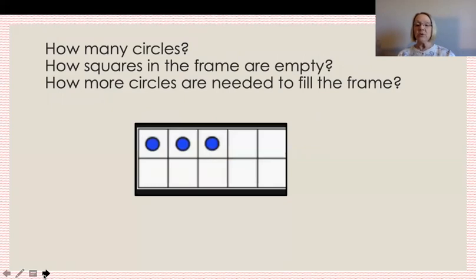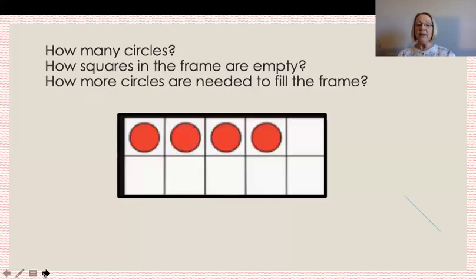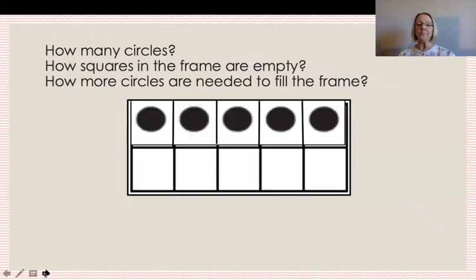How many circles? 3. How many circles in the frame are empty? 7. How many more circles are needed to fill the frame? 7. So once again, 3 plus 7 is 10, or 7 plus 3 is 10. How many circles? 4. How many squares in the frame are empty? 6. How many more circles are needed to fill the frame? 6. So 4 plus 6 equals 10.